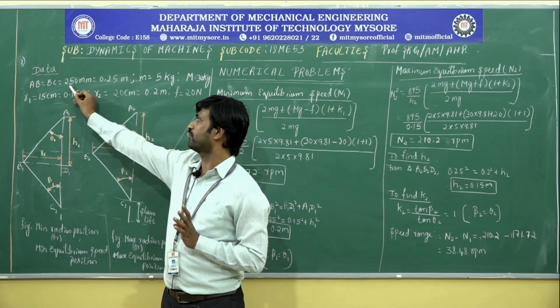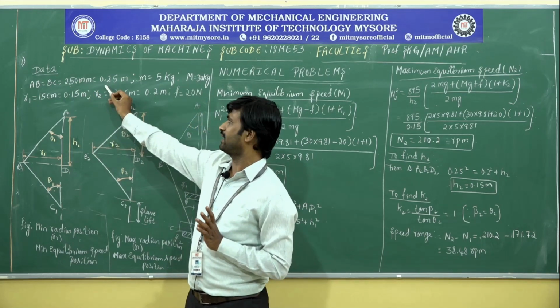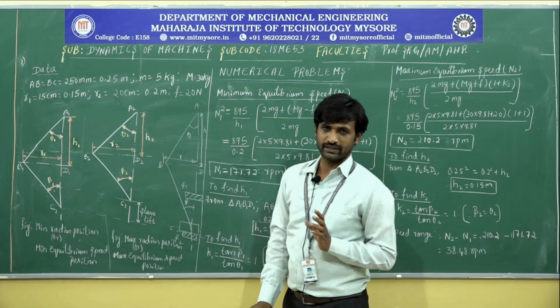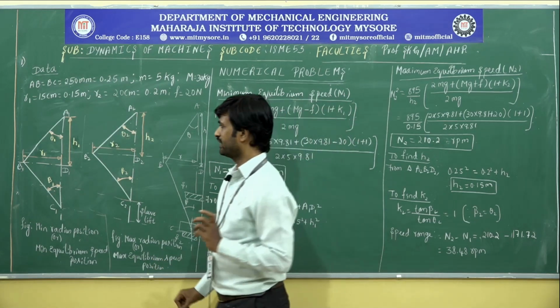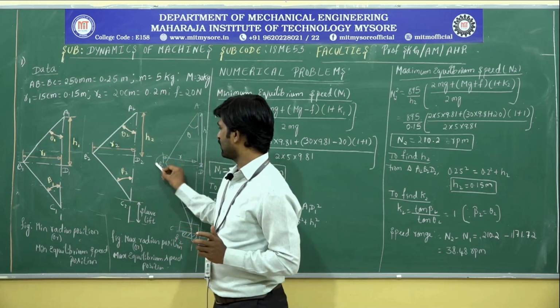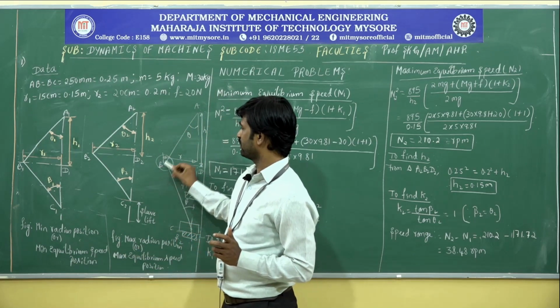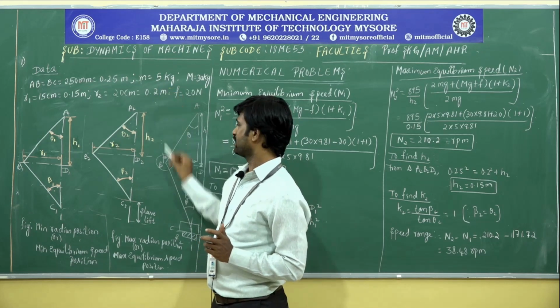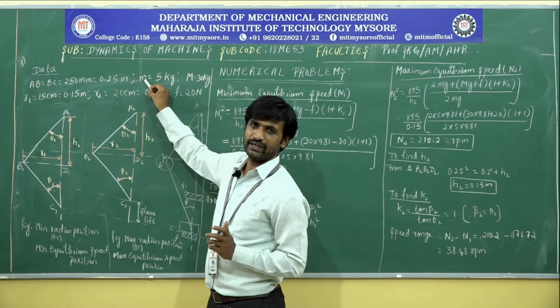So, when I divide 250 by 1000, I will get the length in terms of meters and it will be equal to 0.25 meters. And also in the problem, it is specified that the mass of the governor ball used in this governor is 5 kg. And the mass of the ball is denoted by small m.